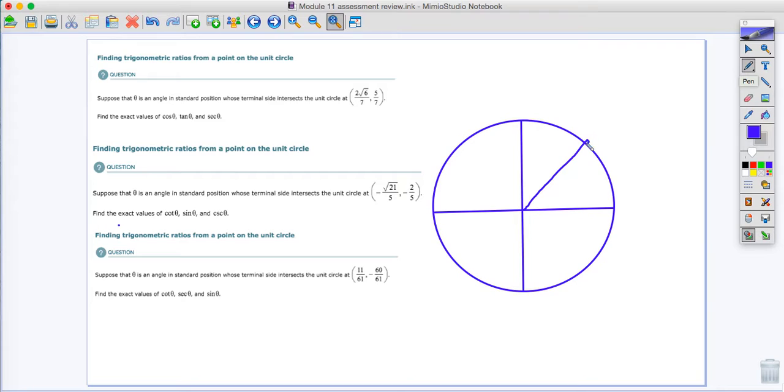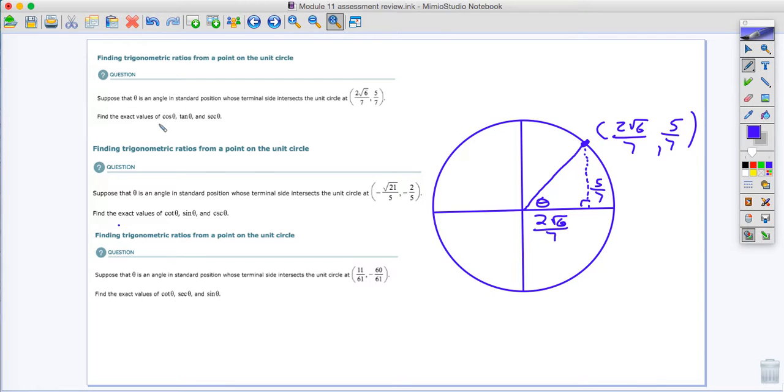I know that it is in the first quadrant because both of these are positive. So this is the ordered pair 2√6 over 7 and 5 over 7. So I'm going to go ahead and draw this triangle here to help us out. This is theta. So x is 2√6 over 7 and y is 5 over 7.